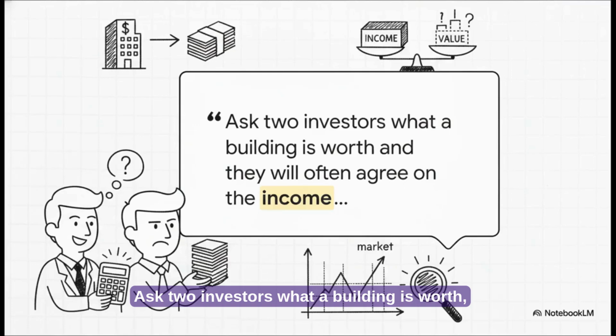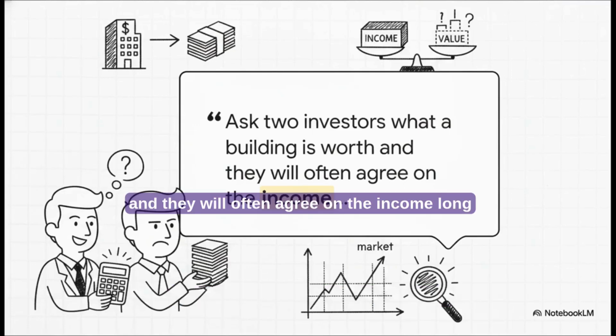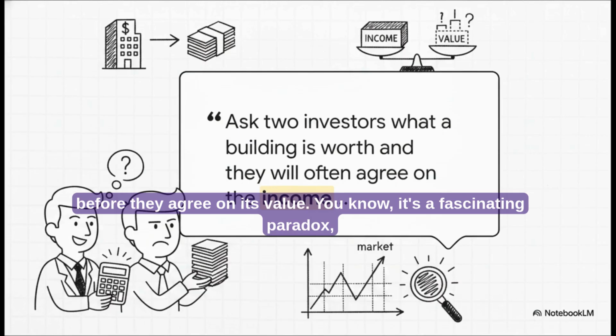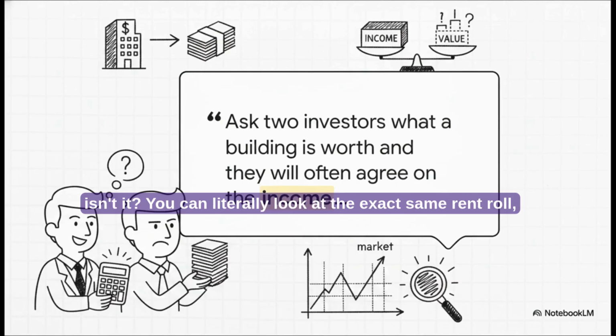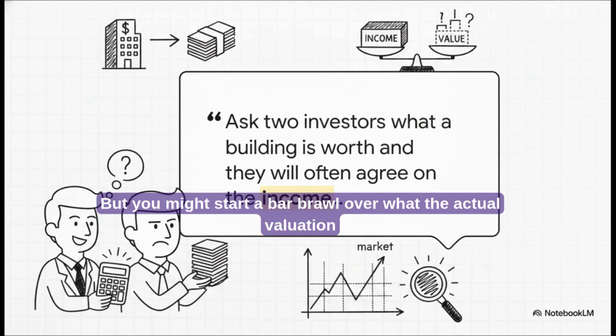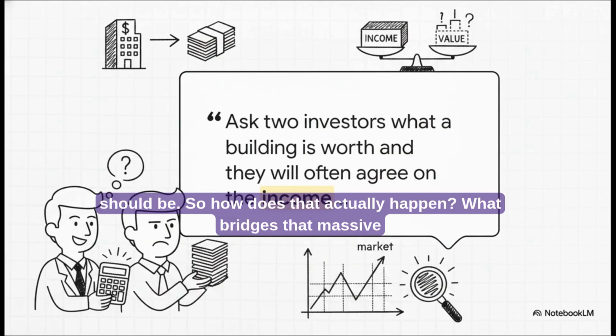Ask two investors what a building is worth, and they will often agree on the income long before they agree on its value. It's a fascinating paradox, isn't it? You can literally look at the exact same rent roll, the exact same tenant, and the exact same building and easily agree on the cash coming in the door. But you might start a bar brawl over what the actual valuation should be.